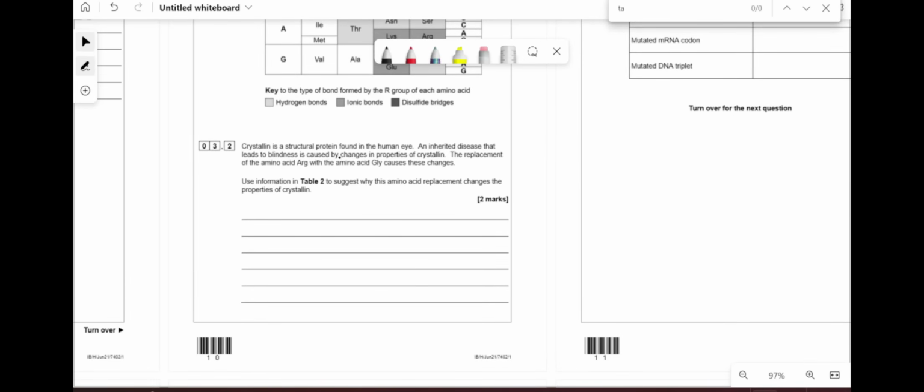Crystallin is a structural protein found in the human eye. An inherited disease that leads to blindness is caused by changes in the property of crystallin. The replacement of the amino acid arg with the amino acid gly causes these changes. Use information in table 2 to suggest why this amino acid replacement changes the properties of crystallin.